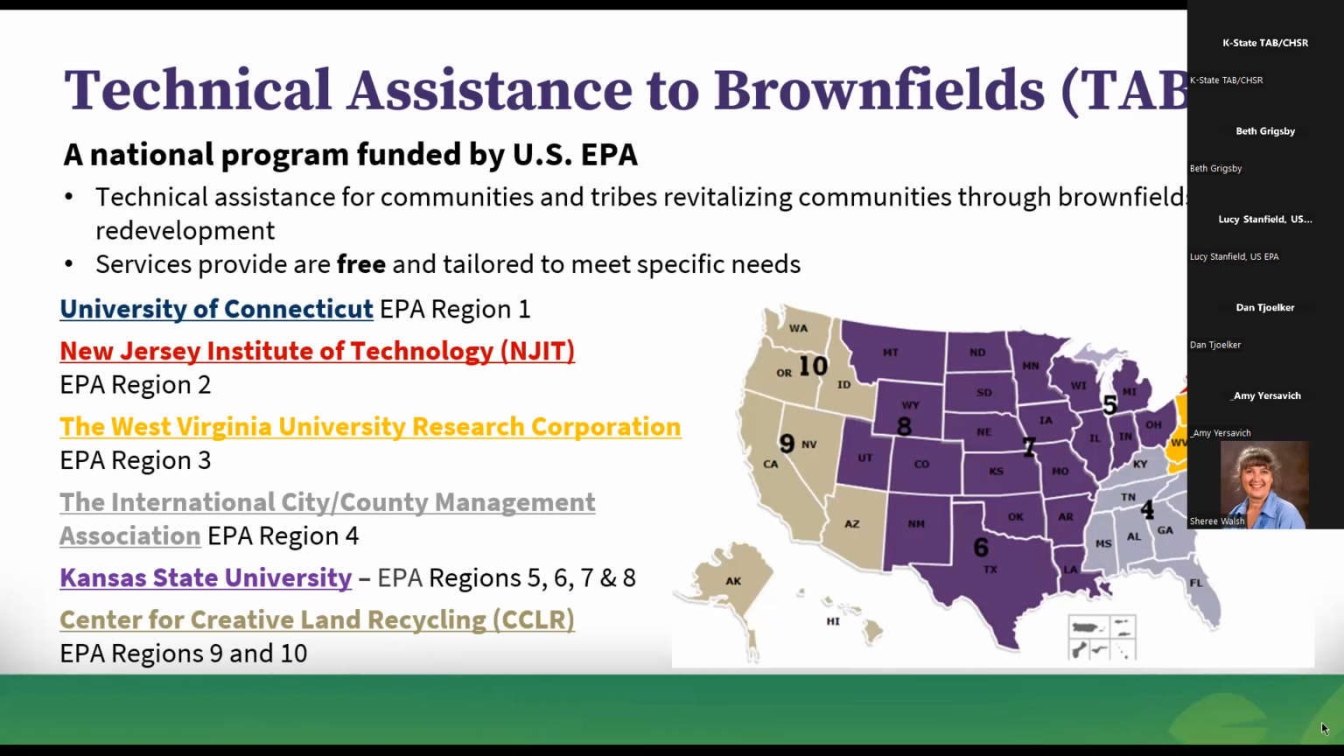We have some services that are often used, such as grant review prior to submitting your brownfields grant to US EPA, but there are a myriad of services we can provide, and all different types. So don't hesitate to contact KSU Tab to see if you can get help in a certain area.